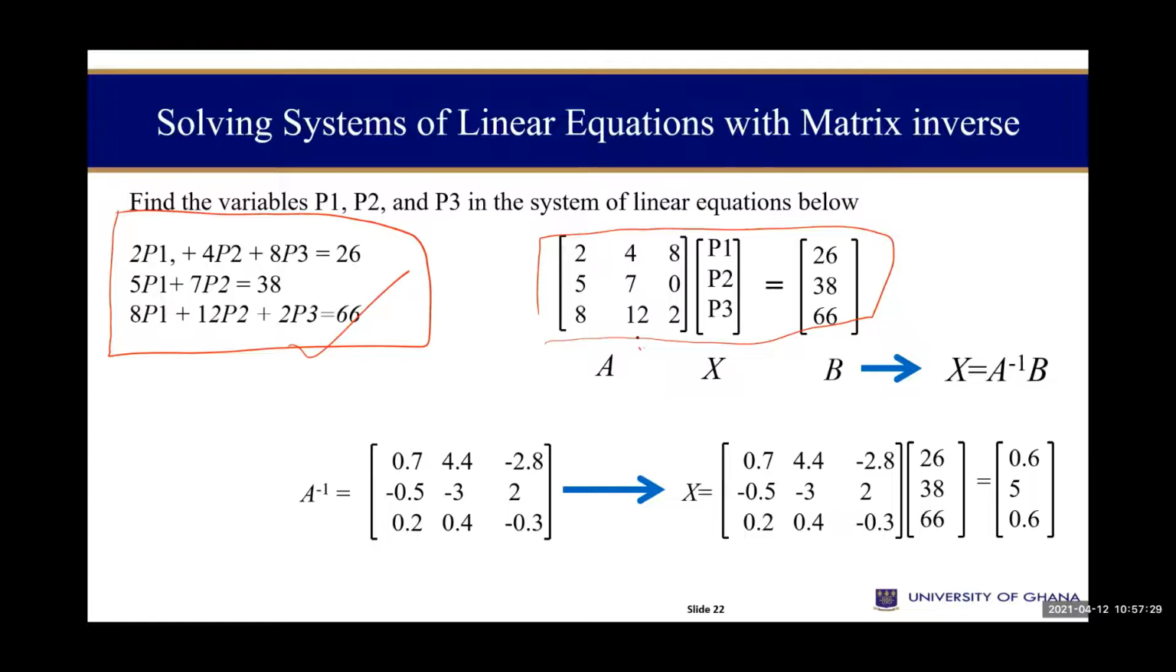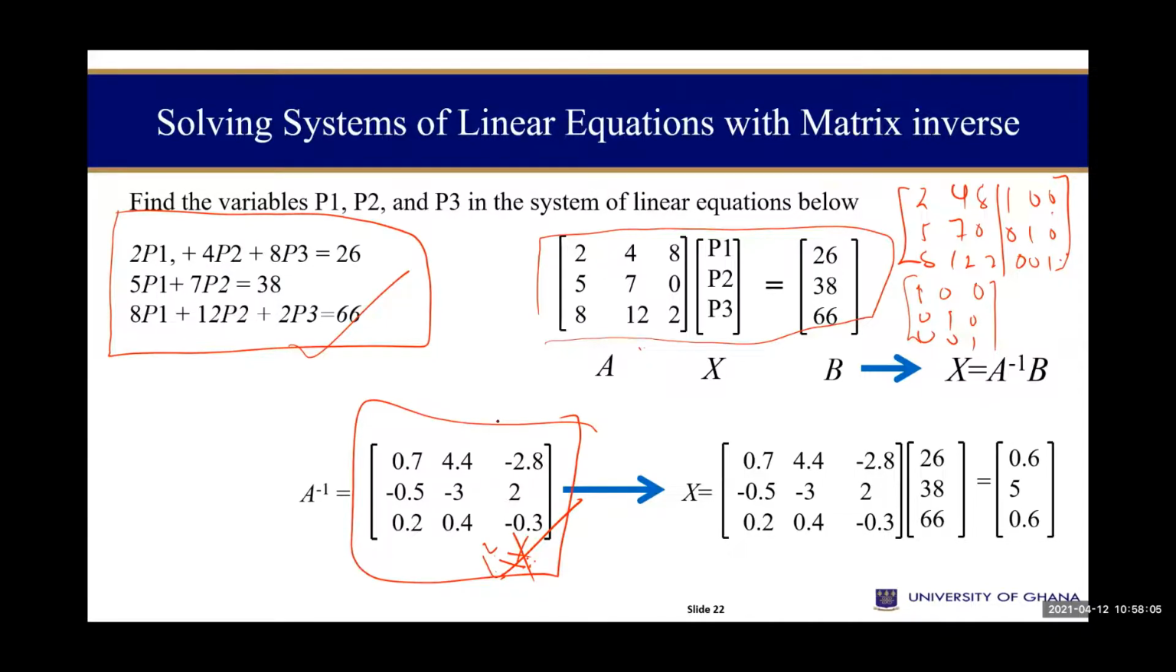But now we will write the identity for A, giving us this 2, 4, 8, 5, 7, 0, 8, 12, and 2. 1, 0, 0, 0, 1, 0, 0, 0, 1. Once I'm transforming here, it also affects here. The solution you see here is as a result of transforming this into an identity matrix 0, 1, 0, 0, 0, 1. Then this guy here has been transformed to this side. When I get this, I have to multiply this whole by matrix B to give me P1, P2, P3.